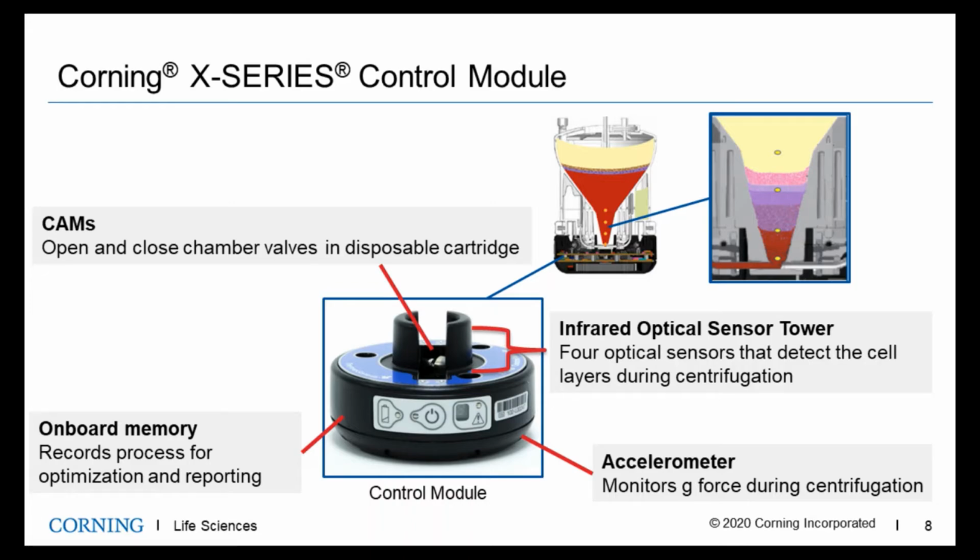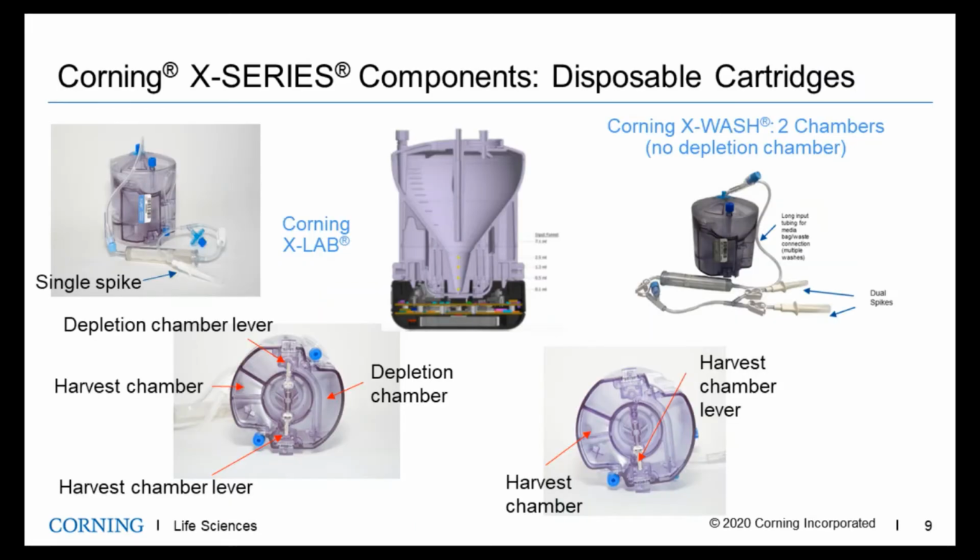It also contains an accelerometer that monitors the G-force and cams that open and close chamber valves in the disposable cartridge. Onboard memory also continuously records process data such as time and the inputs from the other components. Now, all of that works together to allow you to precisely move fractions into discrete chambers within the disposable cartridge.